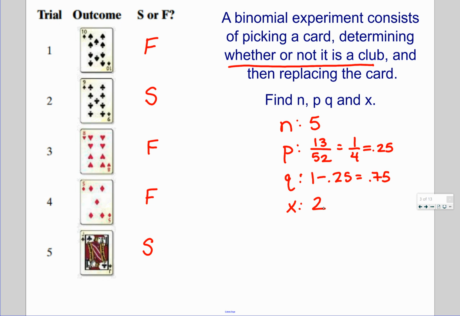Any questions getting those variables? What each thing stands for.